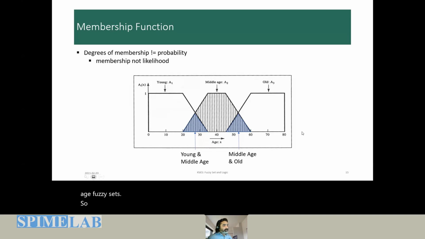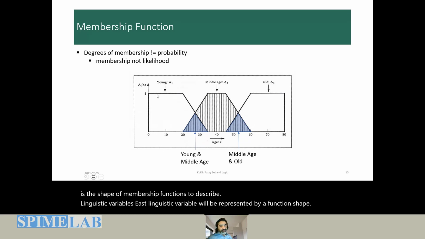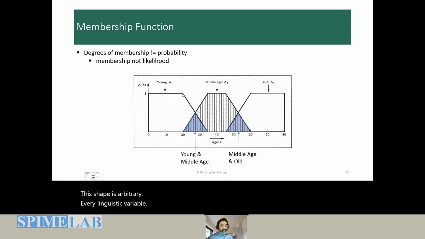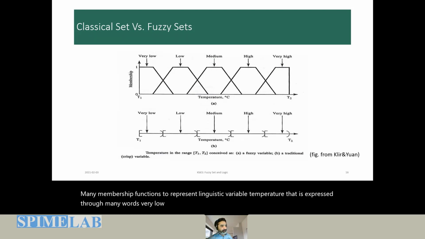So using this universe of discourse on the x-axis and membership value on the y-axis, what we need is the shape of membership functions to describe linguistic variables. Each linguistic variable will be represented by a function shape. This shape is arbitrary. Every linguistic variable will, depending on the context and meaning of that variable, take its own different kind of shape. Another example you can have a look at is in the slides shared in the course shell in week 5 about temperature. Here we use many membership functions to represent the linguistic variable temperature that is expressed through many words: very low, low, medium, high, and very high.